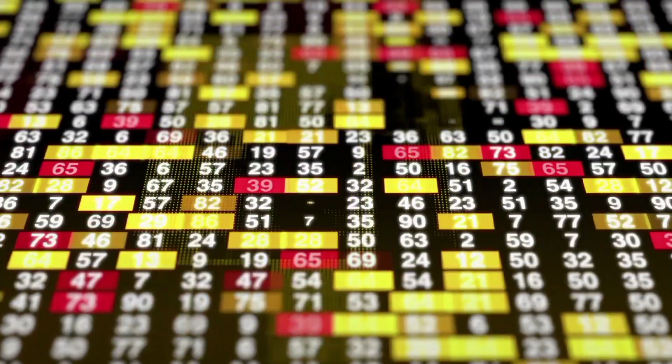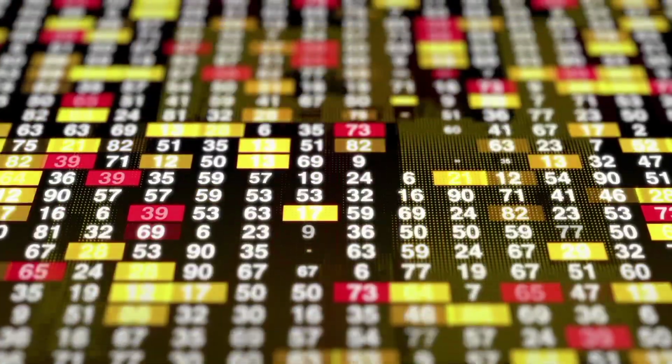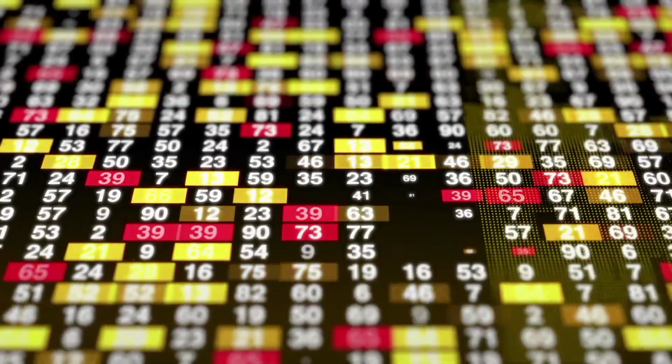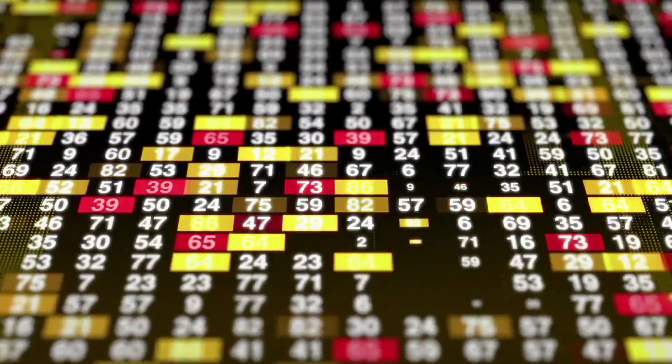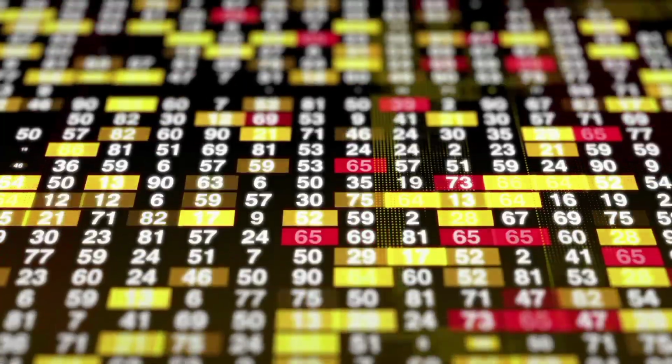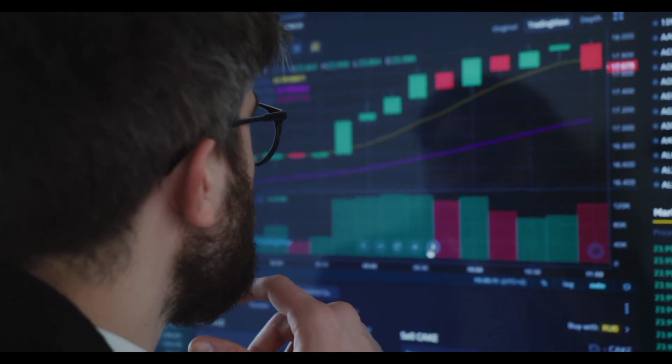Types of options. There are two types of options: call options and put options. A call option gives the holder the right to buy an underlying asset at a specific price within a specific time period. A put option, on the other hand, gives the holder the right to sell an underlying asset at a specific price within a specific time period.